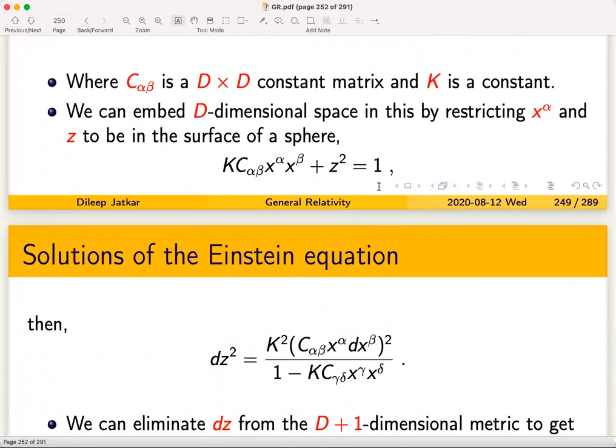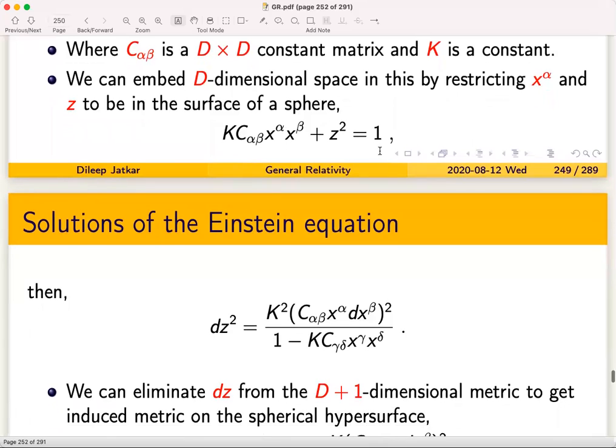Fine. So what we want to do is to ask, what is the induced metric on the surface defined by this equation. This equation is the equation of a sphere if C alpha beta is a metric on a Euclidean space. If C alpha beta has a Lorentzian signature, then of course it's not a sphere, because at least one of the components would have a negative sign. So of course we are tacitly assuming that this is Euclidean.